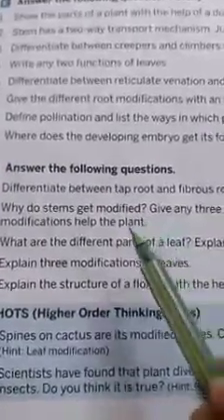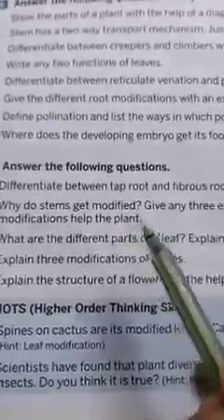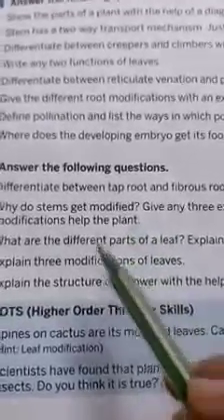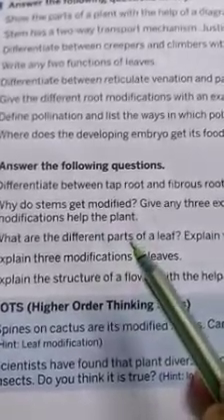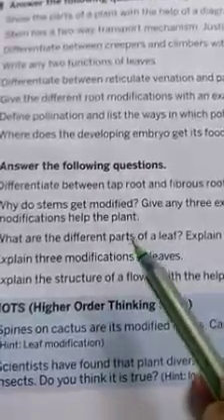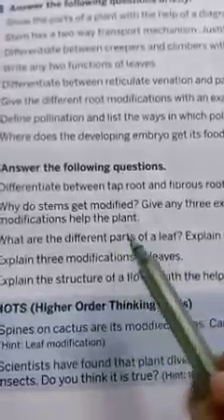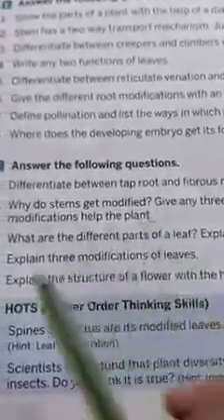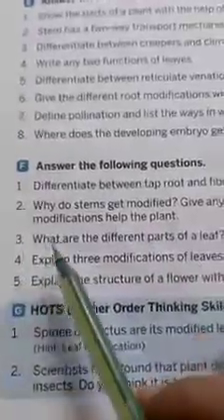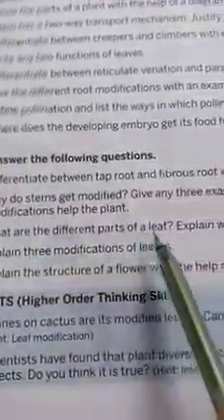Some plants like bougainvillea and rose have thorns growing on their stem, which are the modified stem or branches of a plant. These thorns protect the plant from predators. Now, dear students, question number 3. What are the different parts of a leaf?